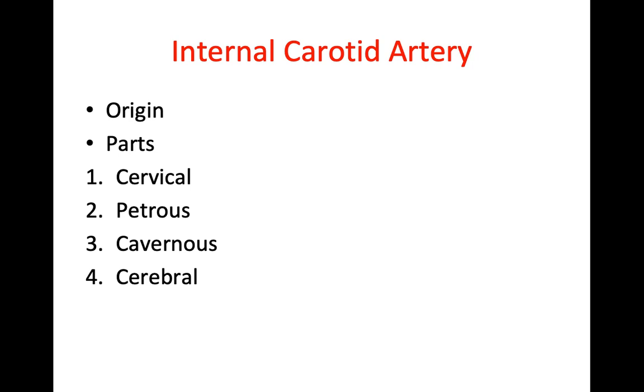There is also a carotid canal in petrous part of the temporal bone. So that is the petrous part. So the first is cervical, then the petrous part. So it has two branches.